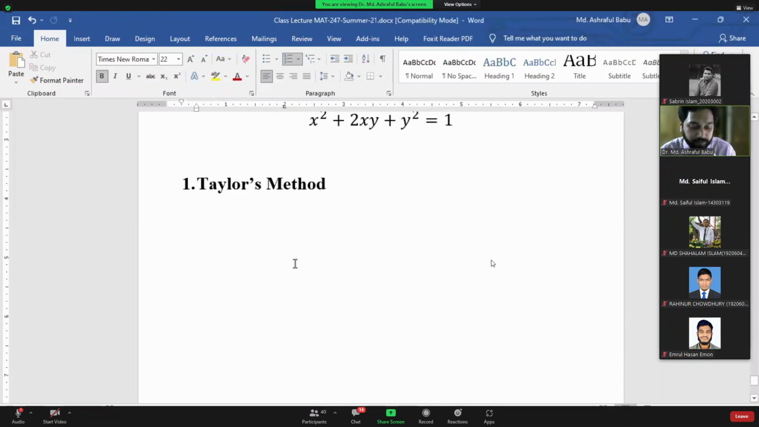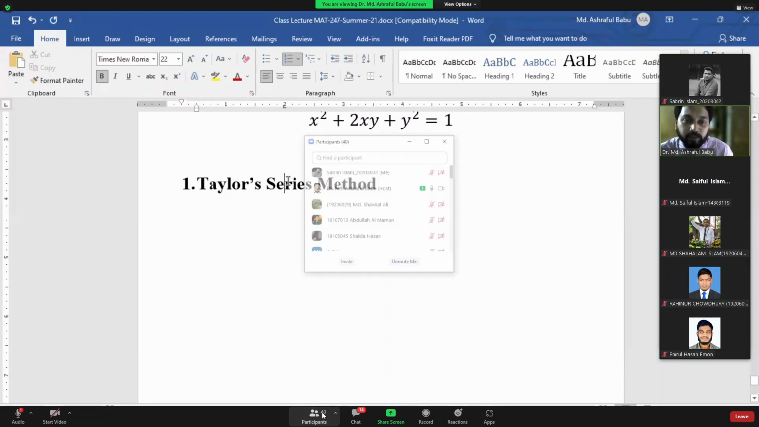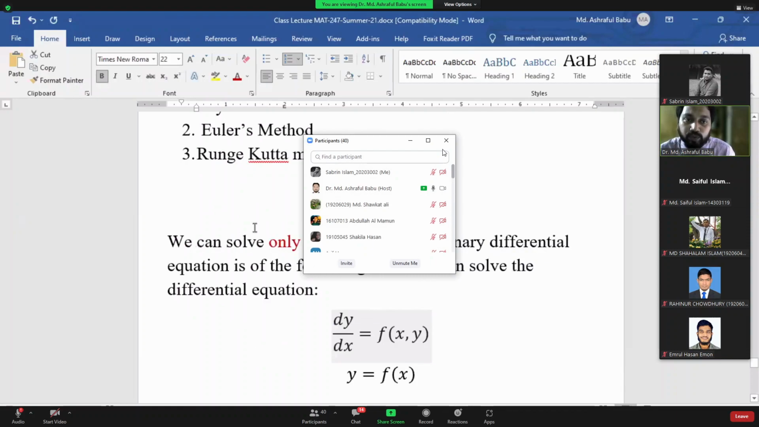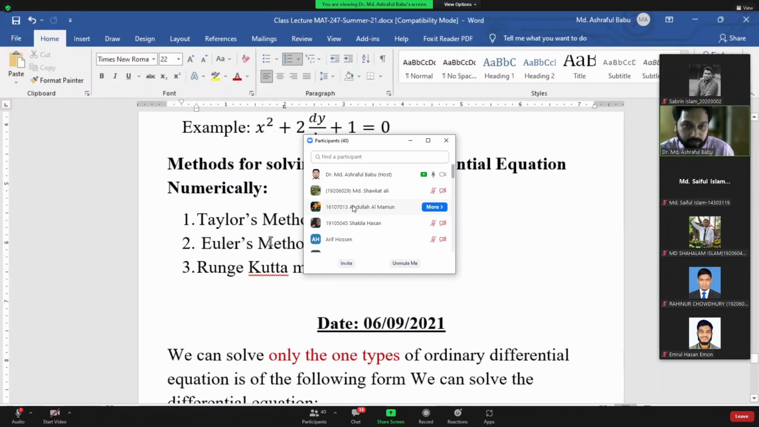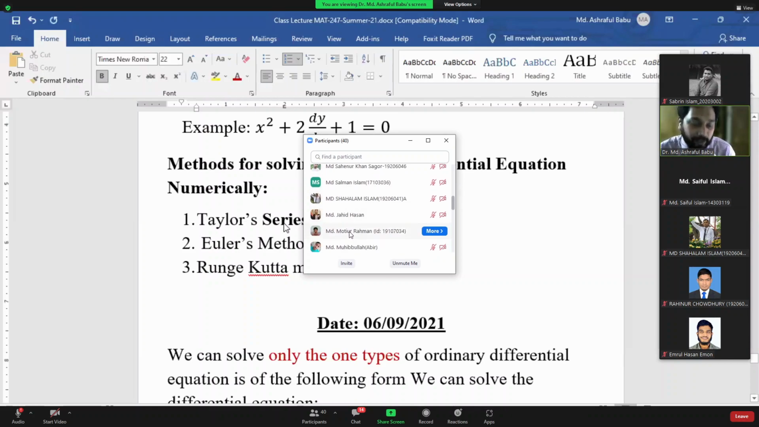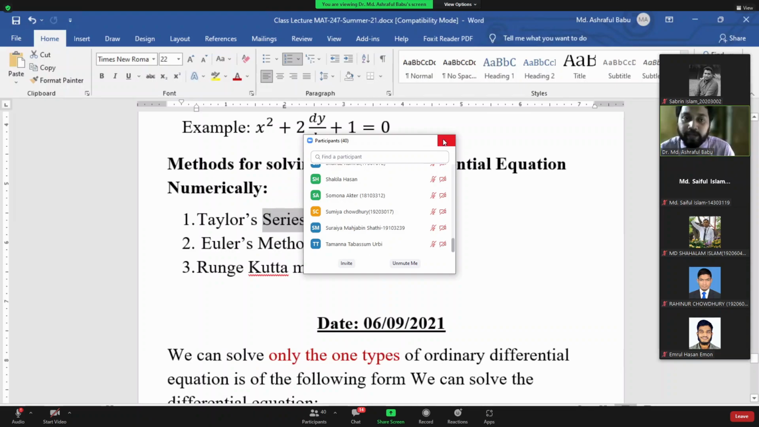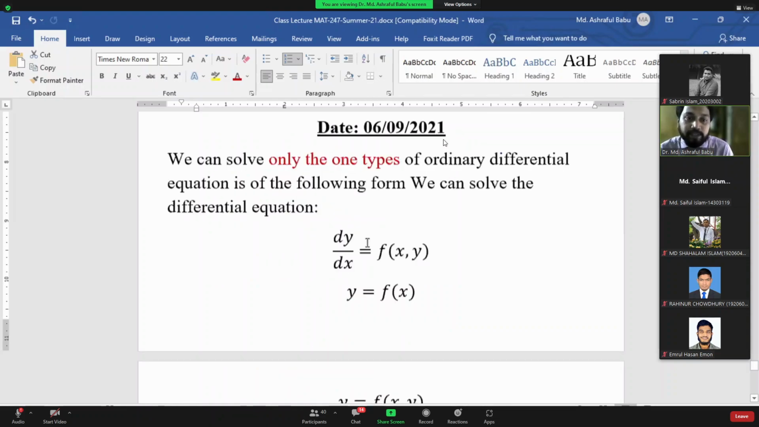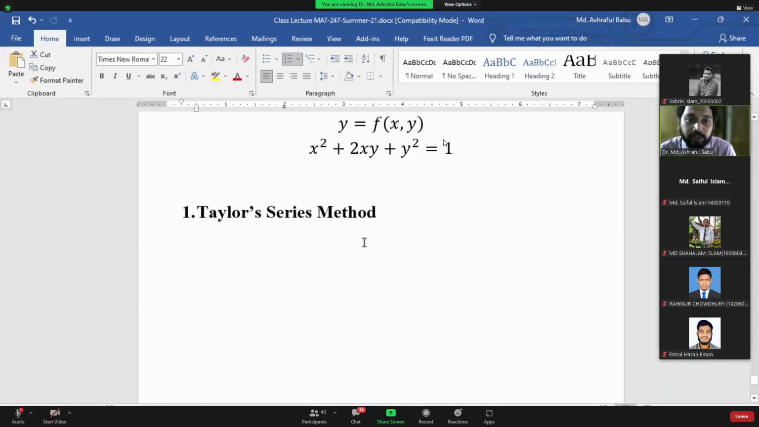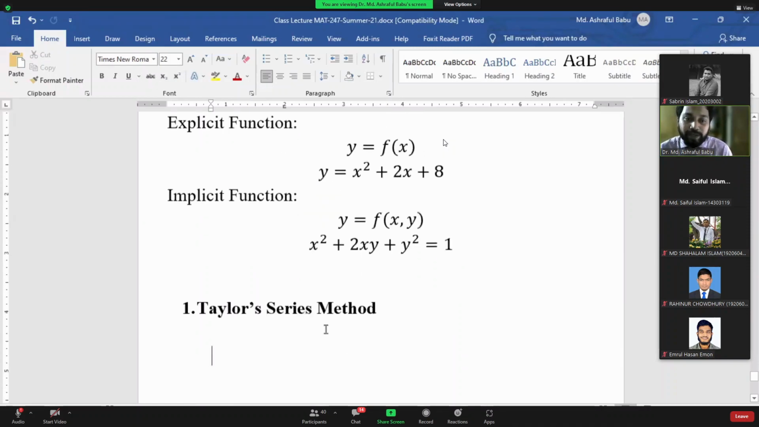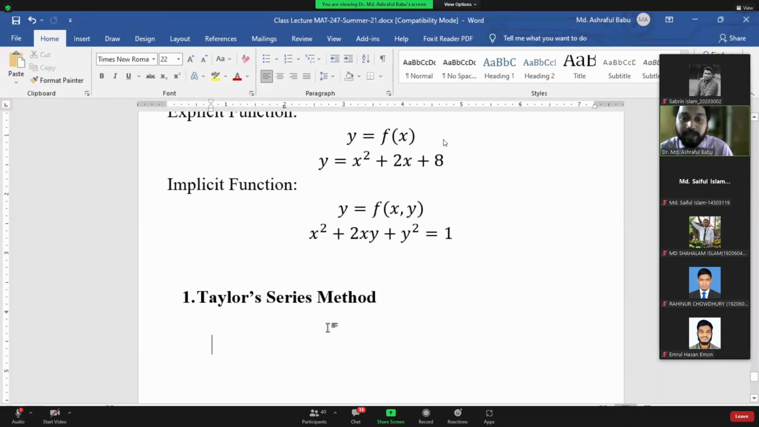So I just corrected the name, Taylor series method. Those who have experience with the Taylor series will find it easier to understand. Those who do not know, doesn't matter. I will tell you what the Taylor series method is, and then using it, we solve it. So you do not have to worry because I will explain it right now.